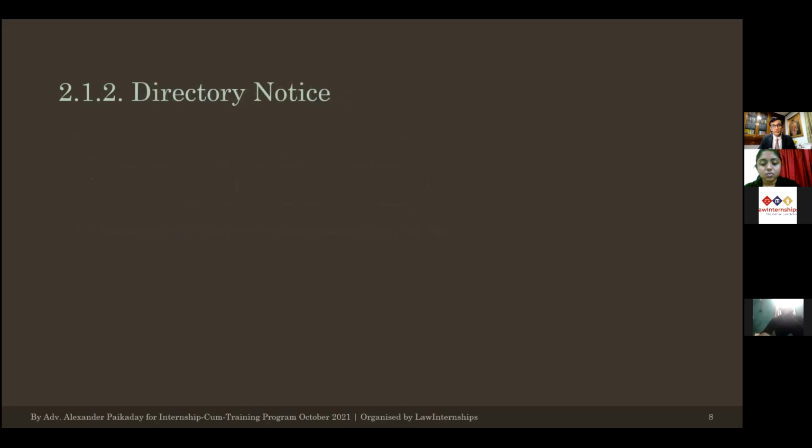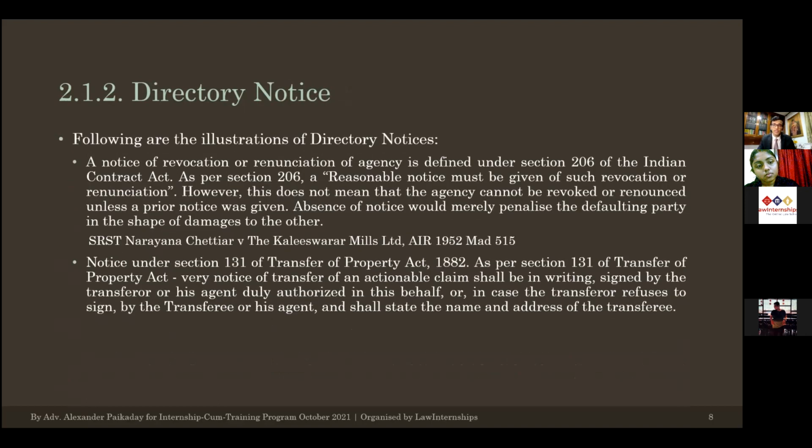Now, going on to the second part, that is the directory notice. As the term indicates, such a notice is directory in nature. If the party under obligation fails to comply with the same, then the consequences of such non-compliance are detrimental to the interest of such party. A directory notice is not a condition precedent to taking legal action by the party. Now, following the illustrations, a notice of revocation of an agency is defined under Section 206 of the Indian Contract Act, or a notice under Section 131 of the Transfer of Property Act of 1882. Such notices can be called directory notices.